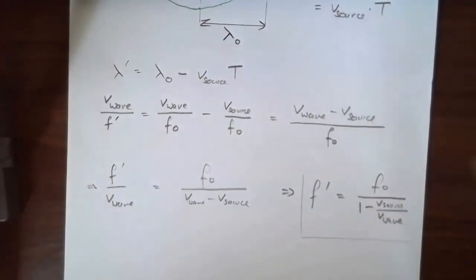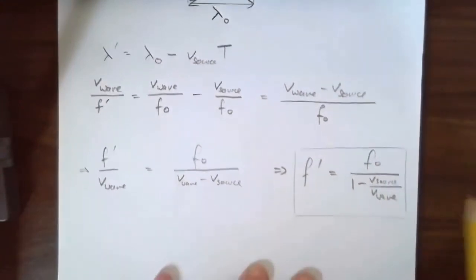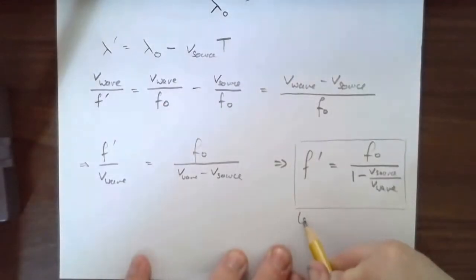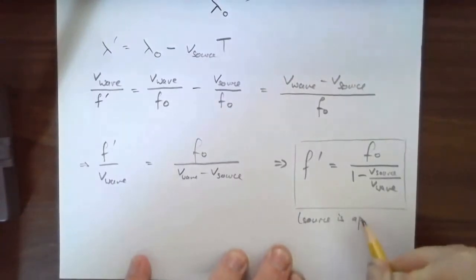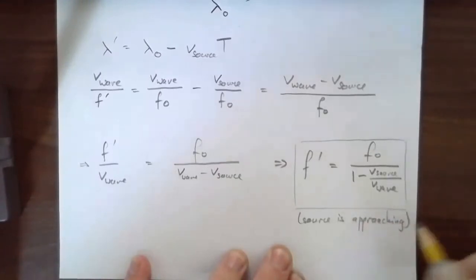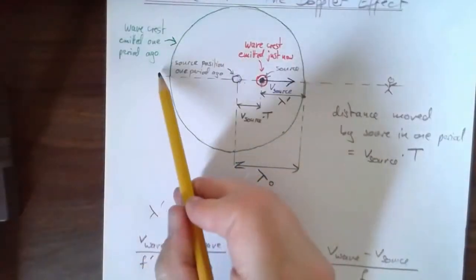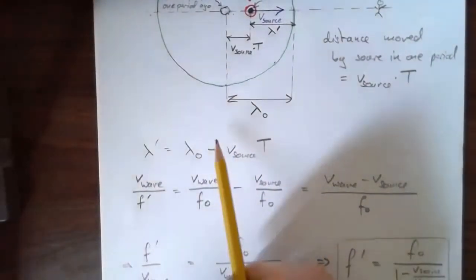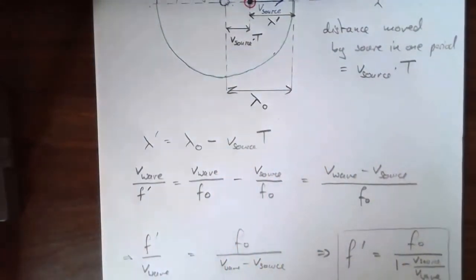And so this is an important expression. This is for an approaching source. Let me write this down. Source is approaching. If I were behind it, if I were here and the source was getting away from me, well, it's easy enough, then this would be a plus. This would be a plus. This would be a plus. Let me write this in.